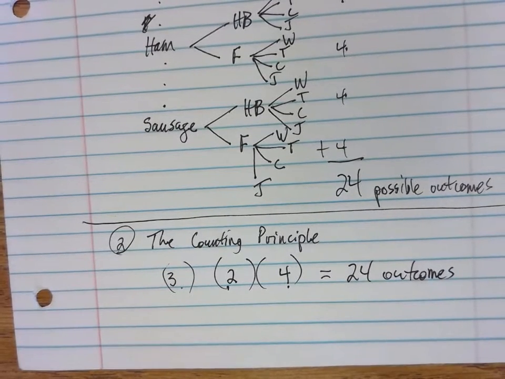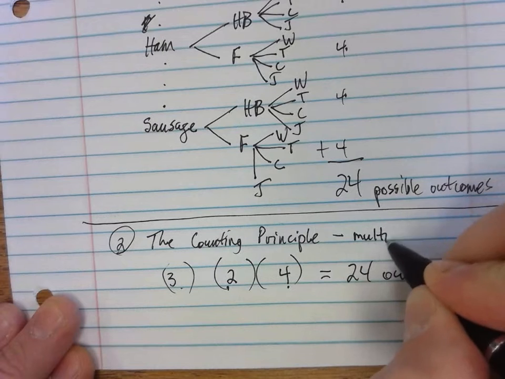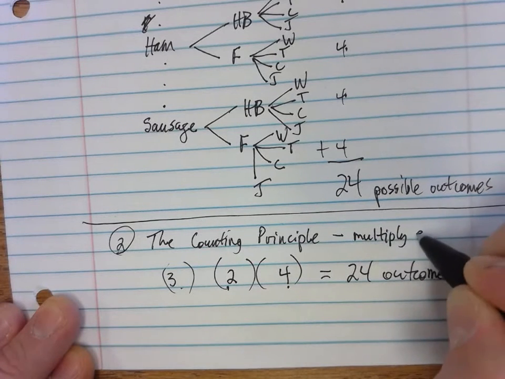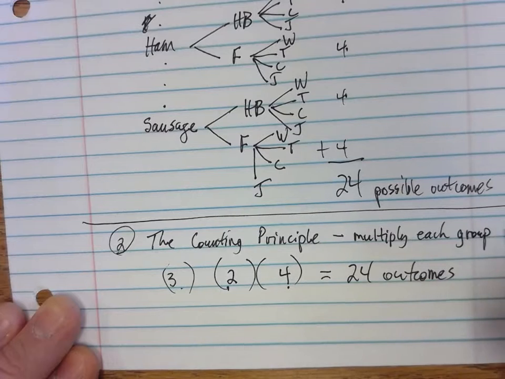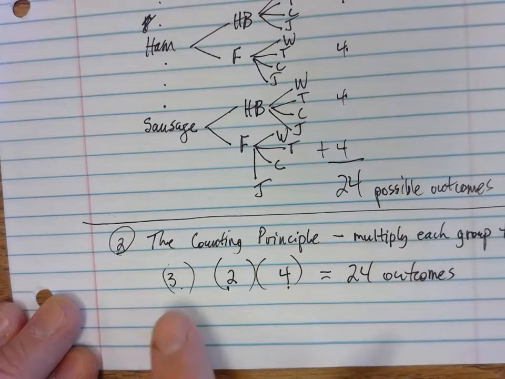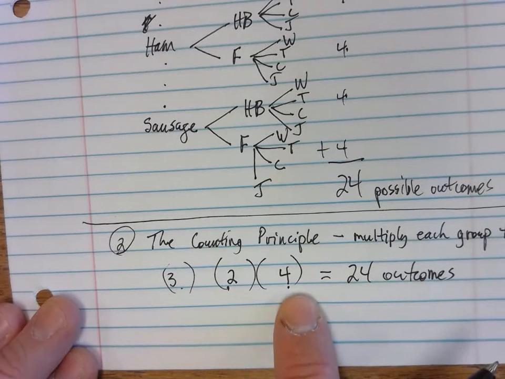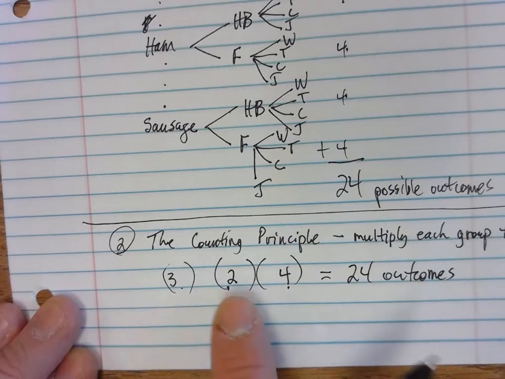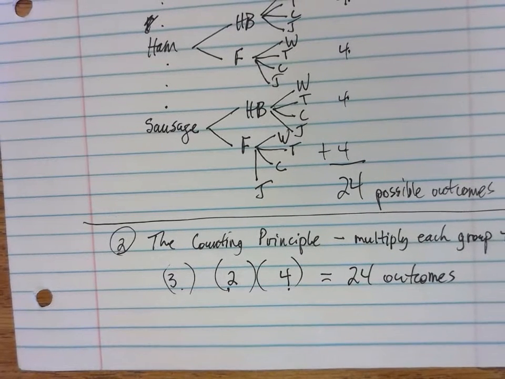So, on the counting principle, multiply each group together. Okay, so again, three meats, two taters, four drinks, three times two, six, six times four, 24. One of my favorite numbers, 24. Yes, indeedy. All right. So that's the counting principle.